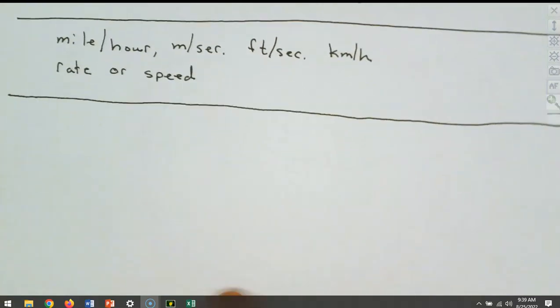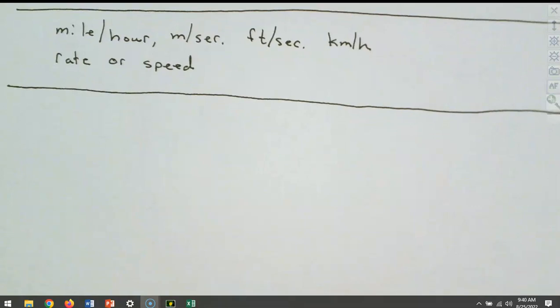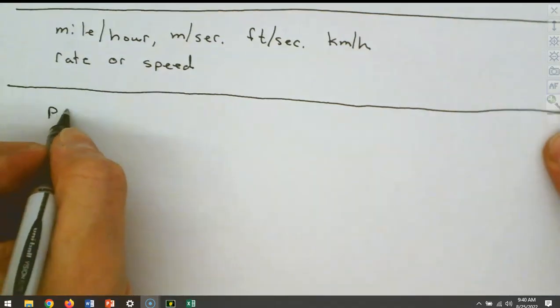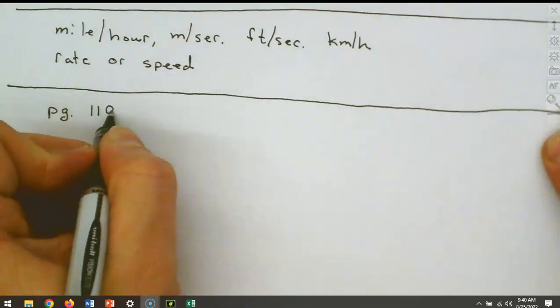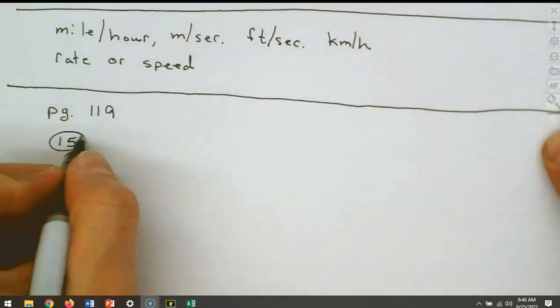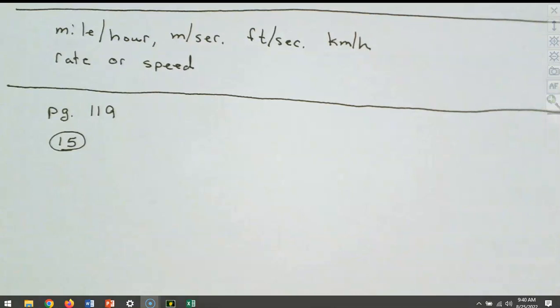So now let's go ahead and look at some of these applications in 1.2. We're really going to focus on reading them and trying to identify the different parts, because there are lots of different parts. Sometimes we may have to draw a figure to help us with these, but let's start on page 119 with question 15.